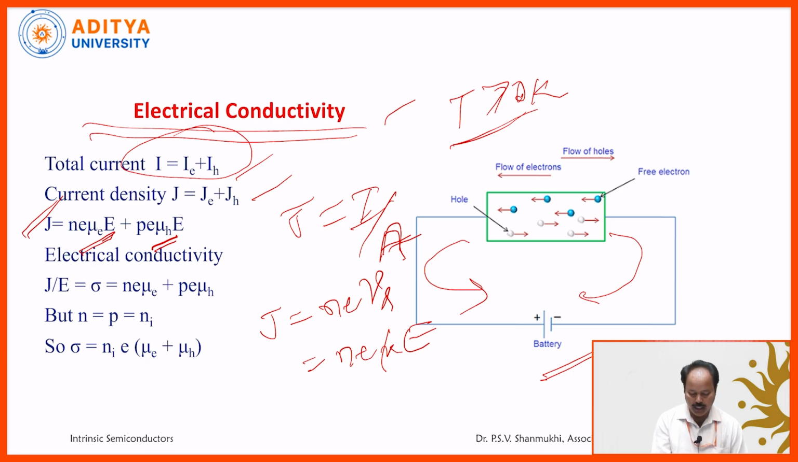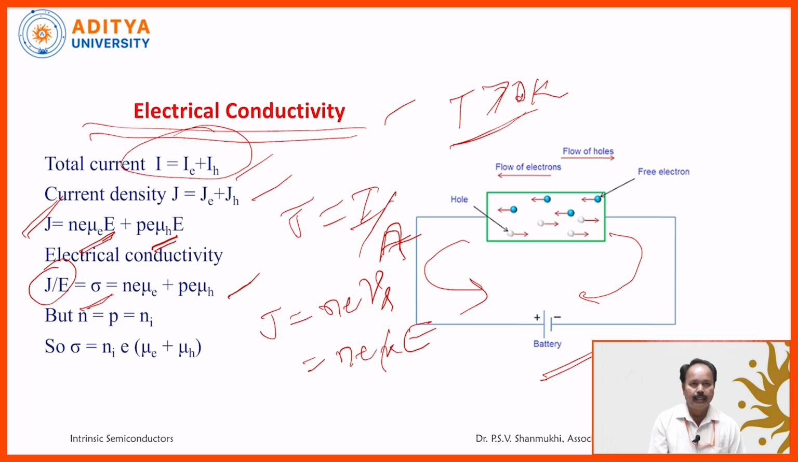I want to write J by E, the electrical current density divided by electric field vector E. This is denoted by sigma, that is called electrical conductivity. Therefore, what we get here is N e mu E plus P e mu H. This is the expression for the electrical conductivity in case of an intrinsic semiconductor.